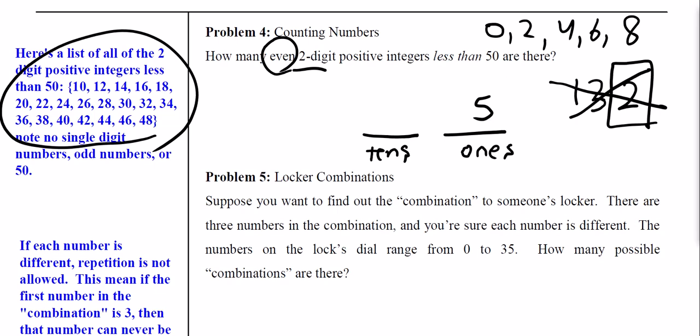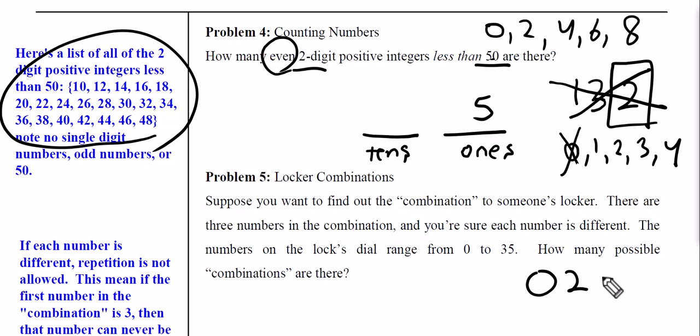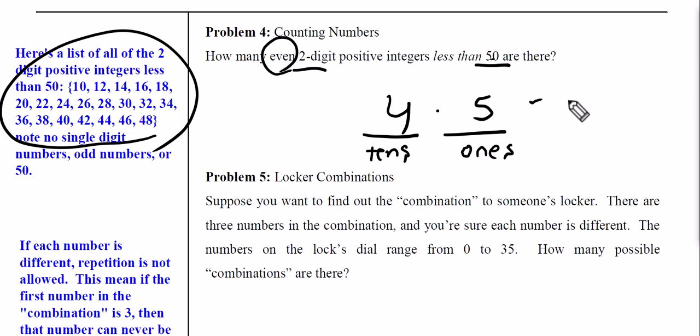Well, I want less than 50, so that means that 0, 1, 2, 3, or 4. However, I can't pick 0, 0 is not an option. Because if a number is 0, 2, for example, that's not a two-digit number technically. Okay, that's expressed as a 2. That's a single-digit number. So 0 cannot be an option for my tens position. That leaves me, my options could be 1, 2, 3, or 4. That's 4 options. Okay, so product rule, 4 times 5 is 20.